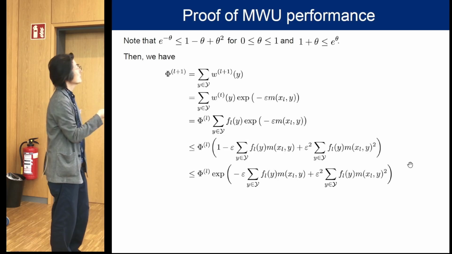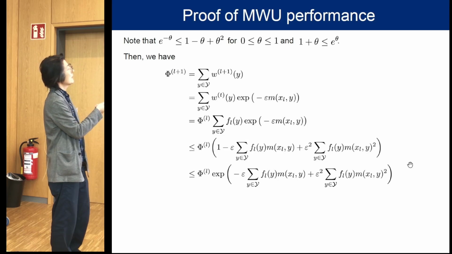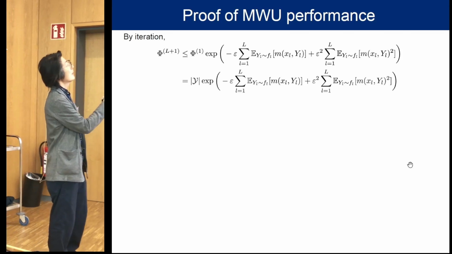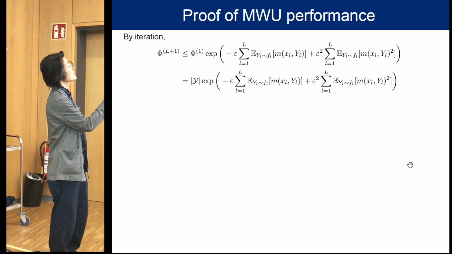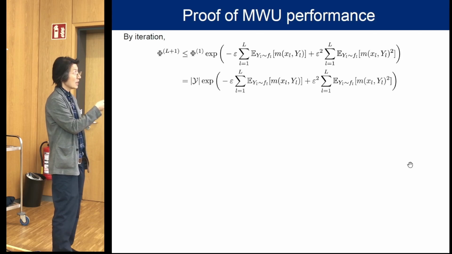Okay, very simple manipulations. By using this manipulation, Φ_{L+1} becomes Φ_L times something. So by applying this manipulation inductively, Φ_{L+1}, for large capital L, can be bounded by Φ_1 times something like this. And Φ_1, the initial vector, is all 1s, so Φ_1 will be the cardinality of Y.